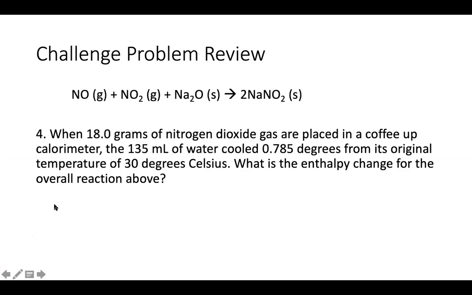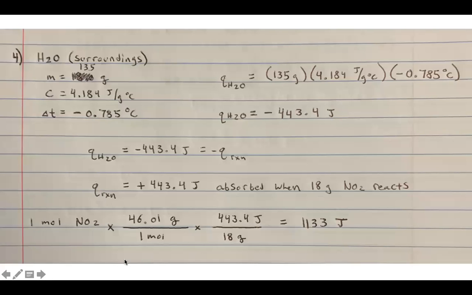But anyways, going into the problem and what I was hoping you guys would be able to get out of this: you're told 18 grams of nitrogen dioxide, or NO2, gas are placed in a coffee cup calorimeter. Okay, in this coffee cup calorimeter, there's 135 milliliters of water, which cools down 0.785 degrees from the original temperature of 30 degrees Celsius. What is the enthalpy change for the overall reaction above? Okay, and what I was hoping you guys were going to do is use the information about water to basically find your overall heat of water and then apply that to the reaction. Okay, those are your first 2 steps out of 3.